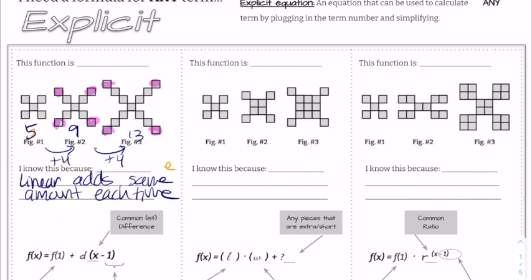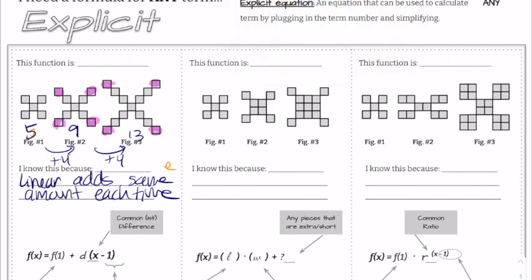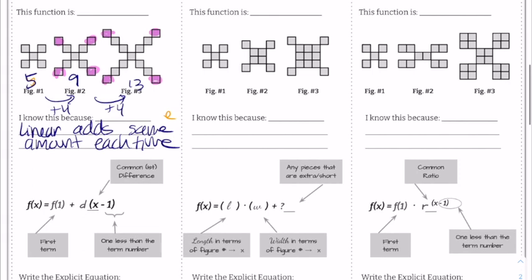Okay? Now, there's two different ways that we can look at linear. You may have learned either one of these ways. Both of them I'm fine with. So this one, you're taking your first term and then your common difference, and then you times it by x minus 1. Okay? You may have learned this one last year. You may not have learned this one last year. I'm going to show it to you so that you can see. I haven't looked at this one with you this year yet.